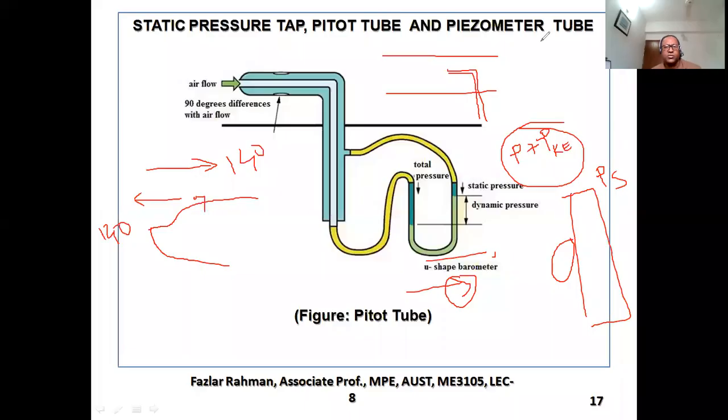Okay. So what I am saying is, if anywhere you stop the motion of the fluid, then the kinetic energy will be converted into pressure energy. And when it is coming, it originally has some static pressure. The summation of these two is called stagnation pressure.